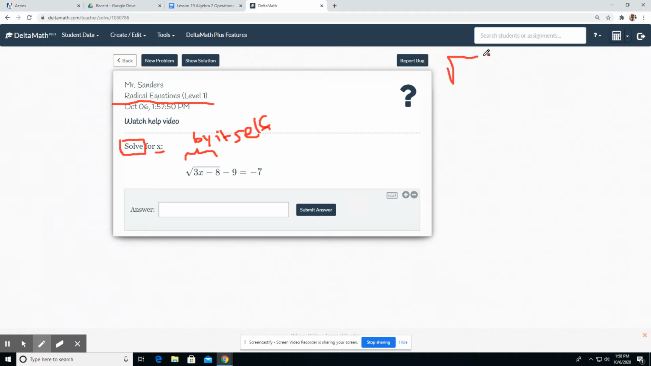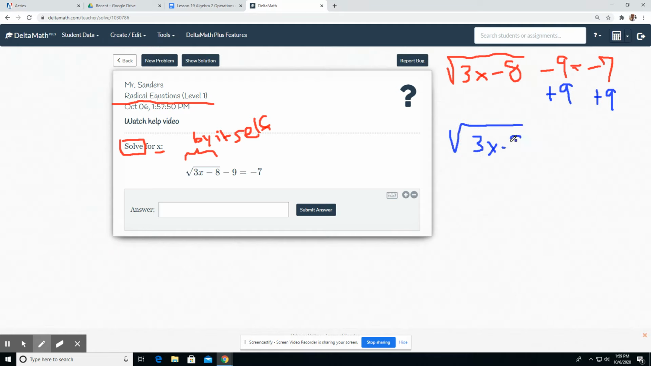Don't do your math on top of the original problem. Make sure you do it separately. So here's my problem. And then to get x by itself, I undo the things that are attached to it. So the x is trapped by the square root sign. So I'm going to add the 9 to both sides. Put the numbers together. So I have the square root of 3x minus 8 equals 2.